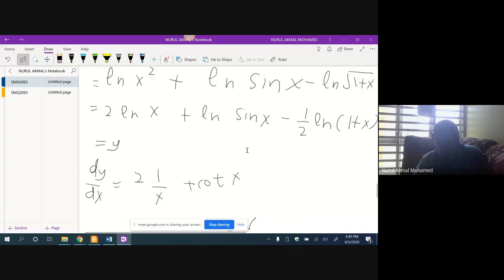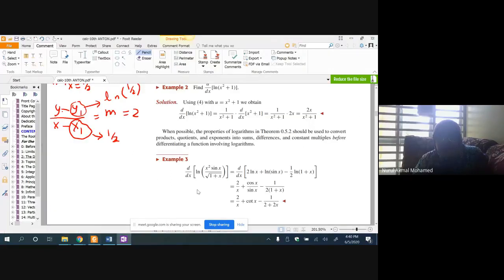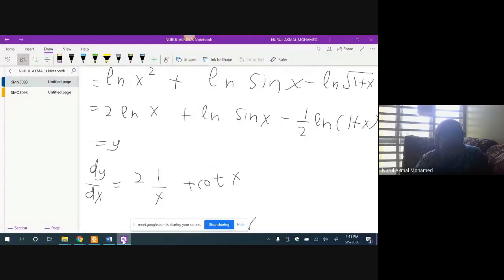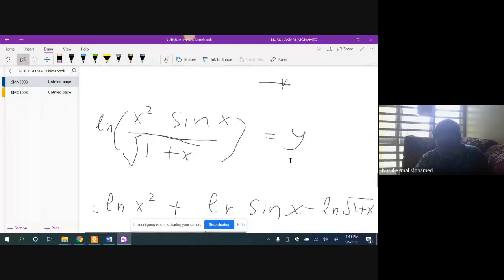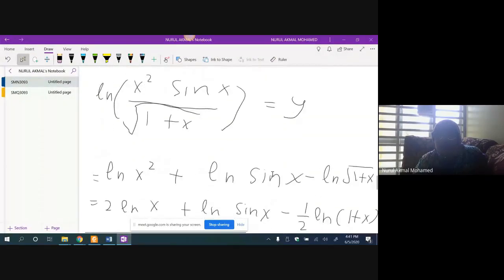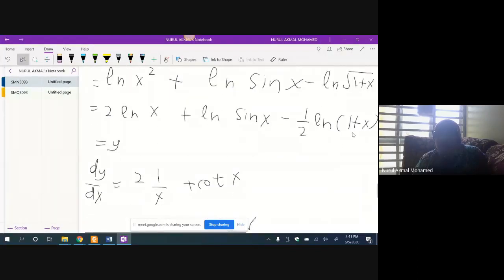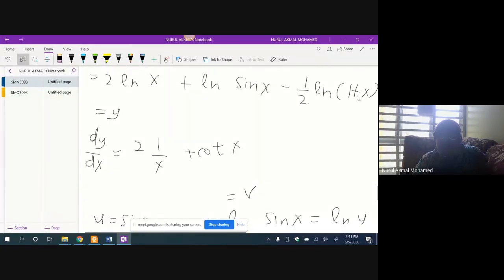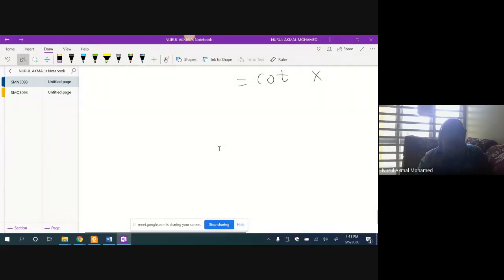Okay, what about this one? Once again, you have to use the chain rule. Before that, can we compare the answer for this one? Is it correct? Okay, it is correct, cot x. For the third expression, it is ln of 1 plus x.